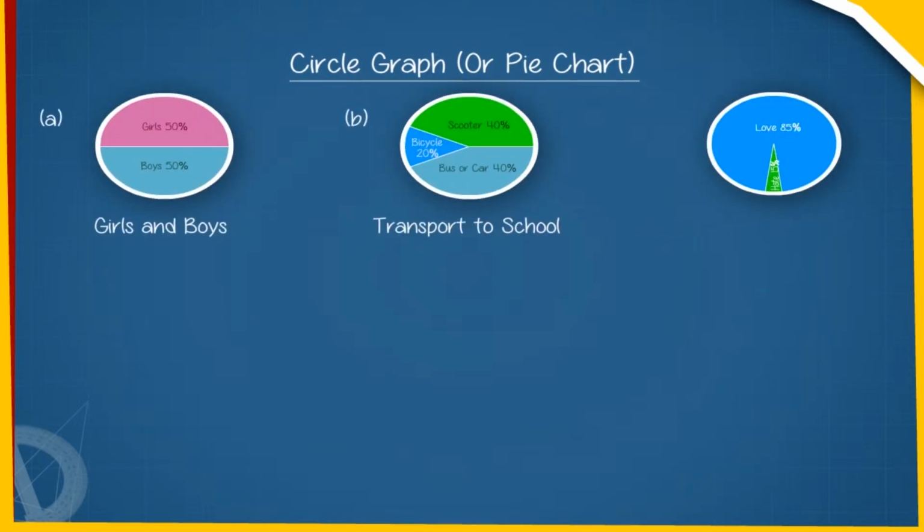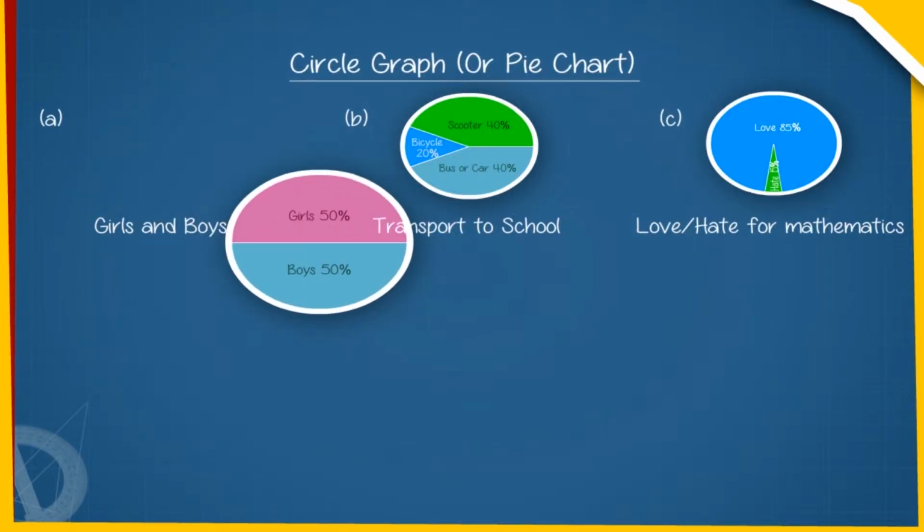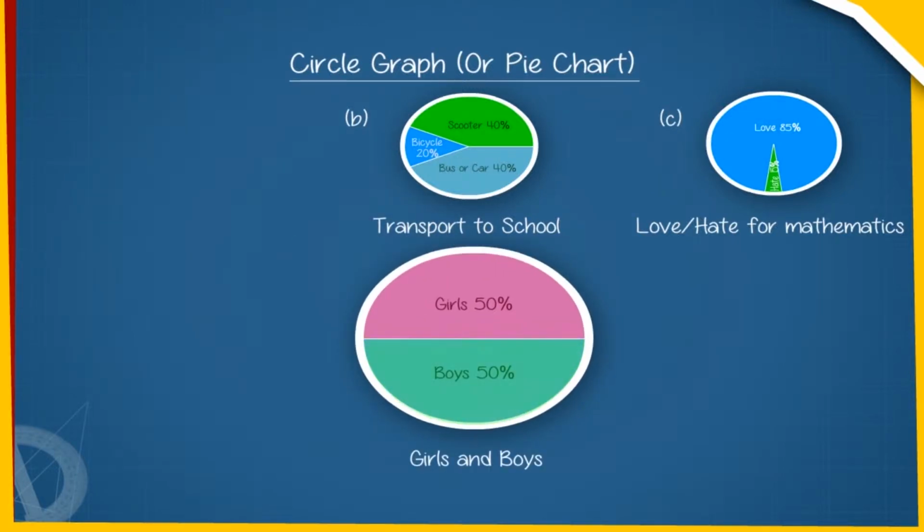Let us consider an example. Each of these pie charts gives you a different piece of information about your class. Find the fraction of the circle representing each of these pieces of information. A. 1/2 of the circle represents boys and the other half of the circle represents girls.